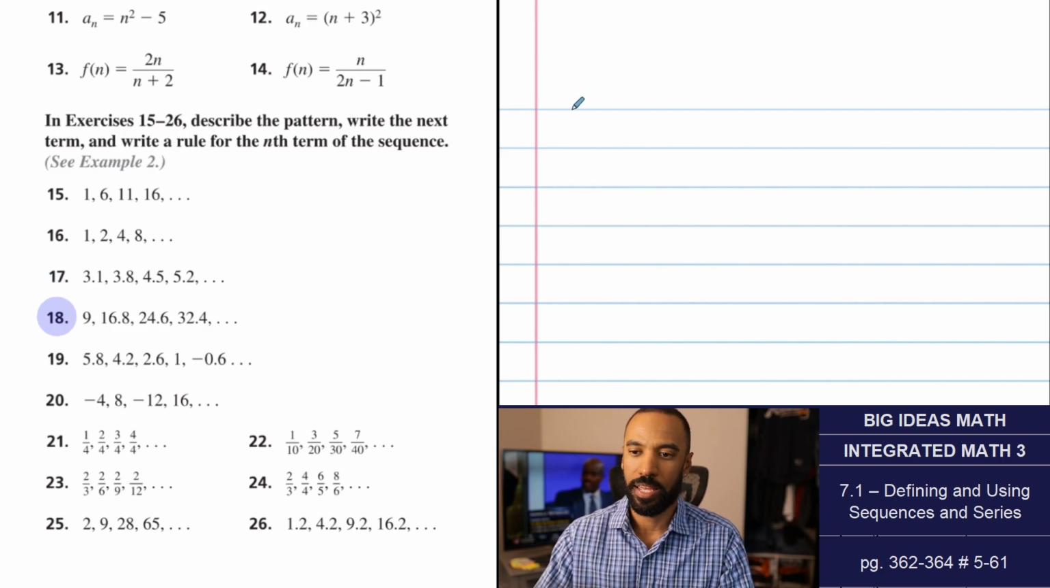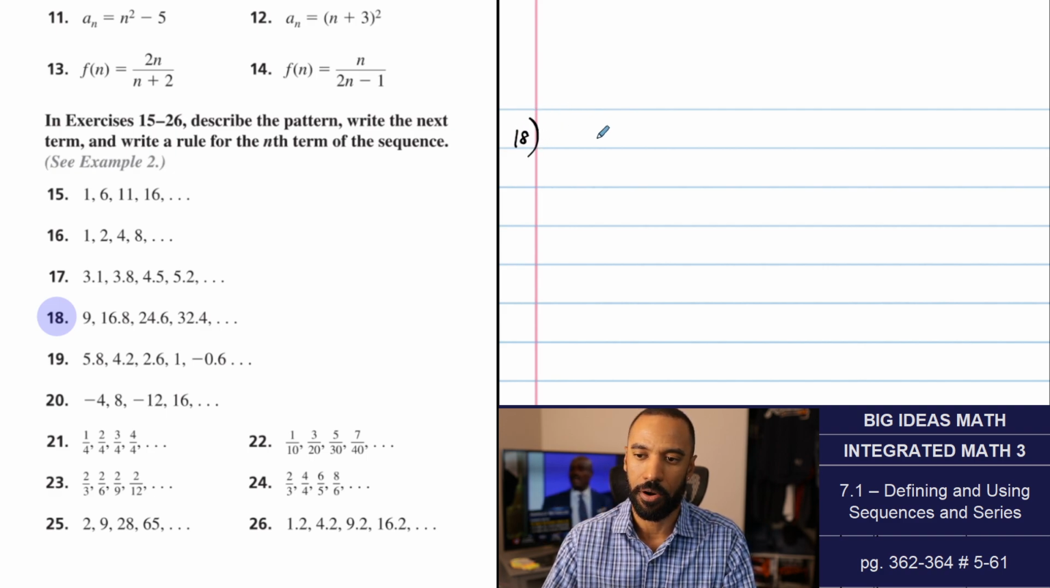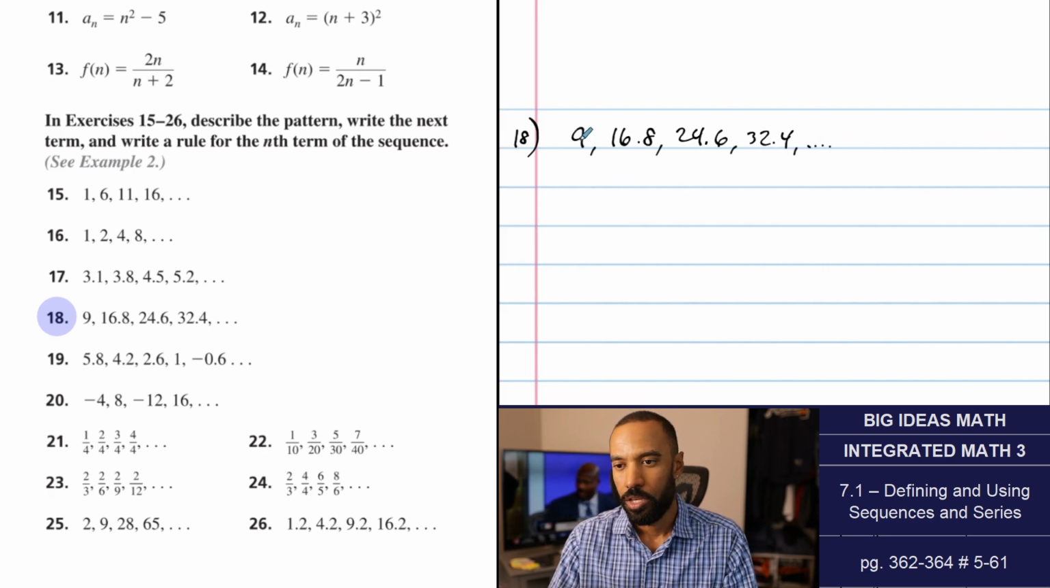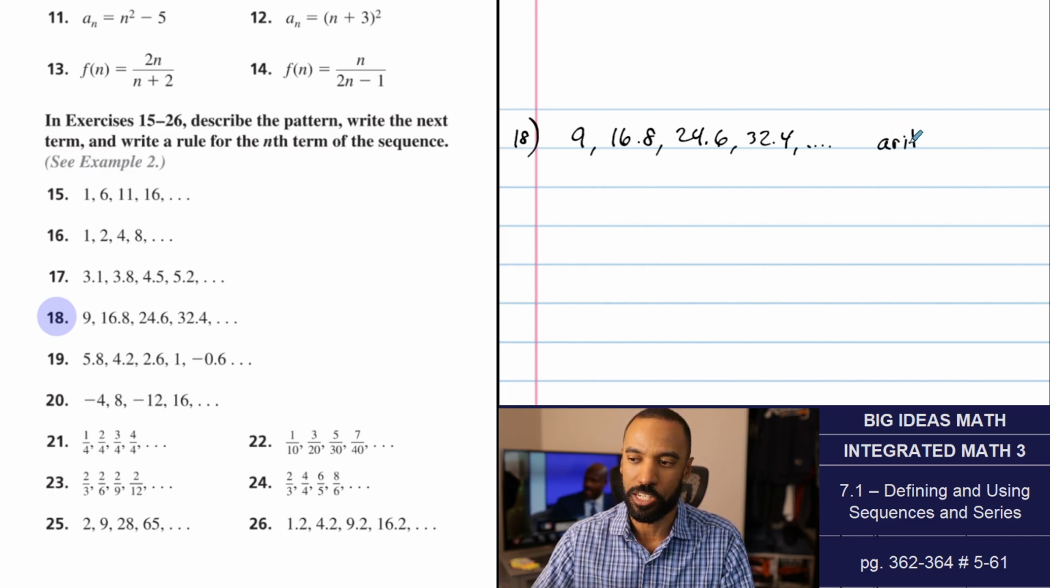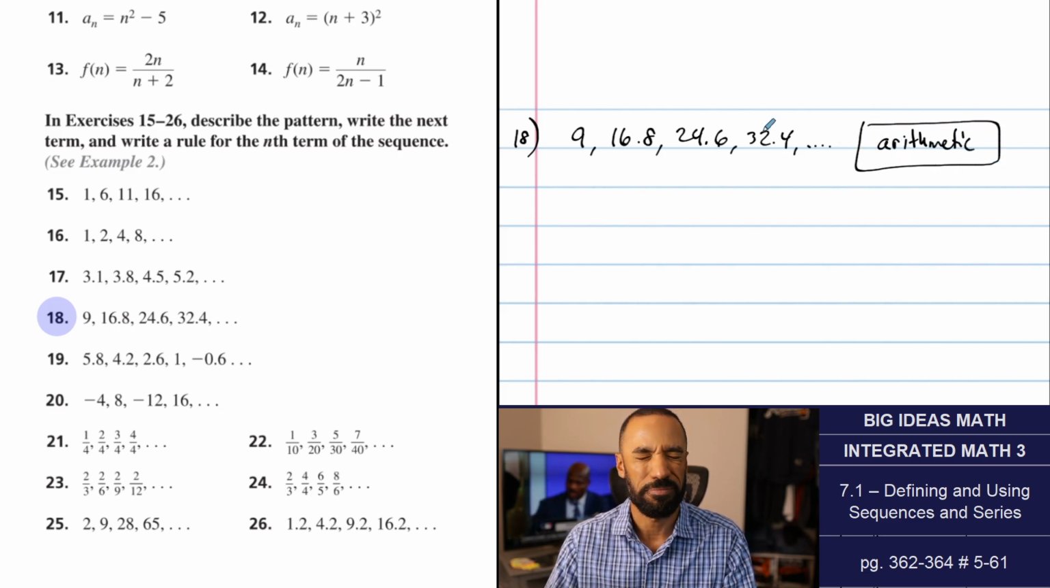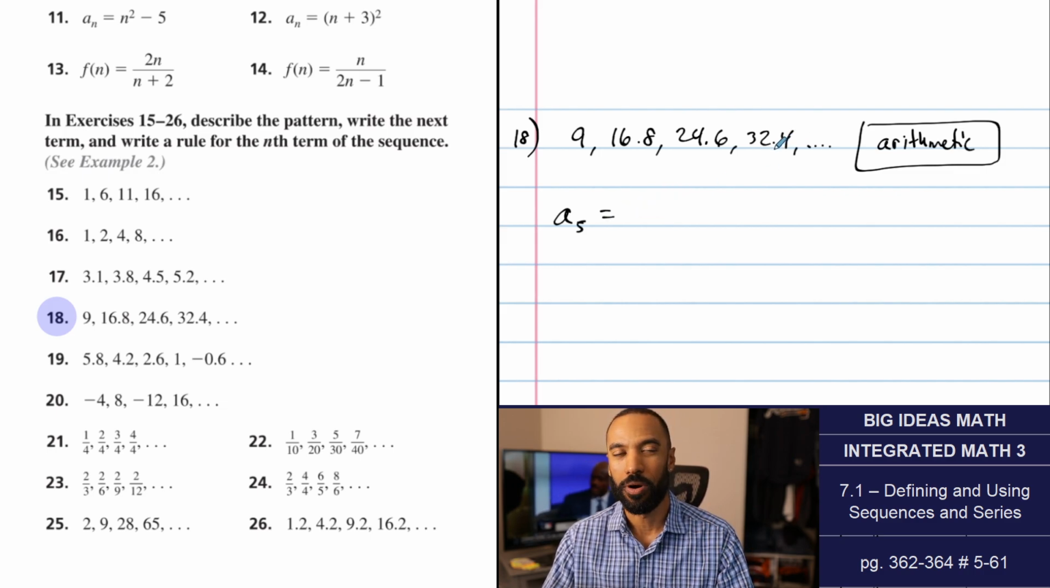Not clear as day what it is. I'm going to first check and see if this is an arithmetic sequence. If not, I'll check on geometric. So we have 9, 16.8, 24.6, and 32.4. You add 7.8 here. Yeah, you're adding 7.8 each time. So this is an arithmetic sequence, common difference of 7.8. So if I add another 7.8 to 32.4, you would get 40.2.